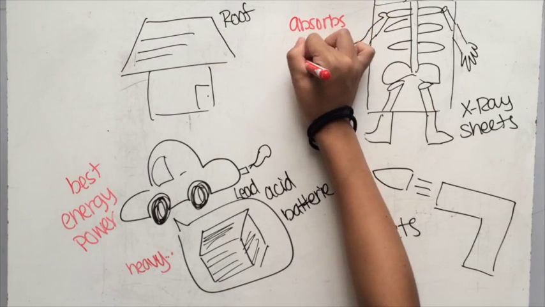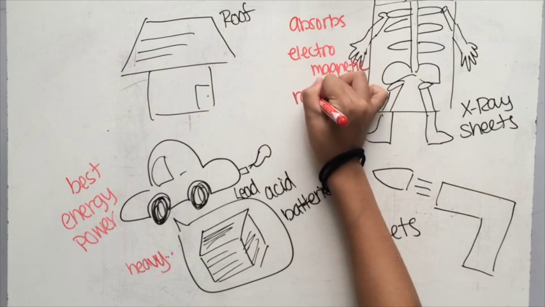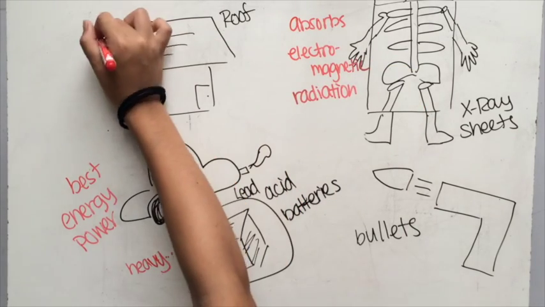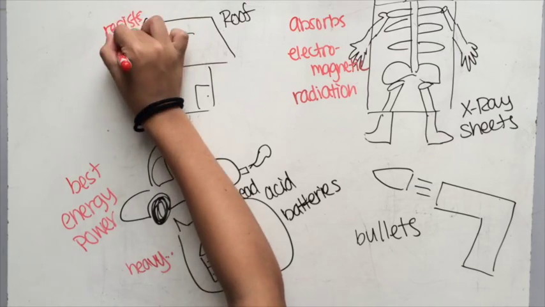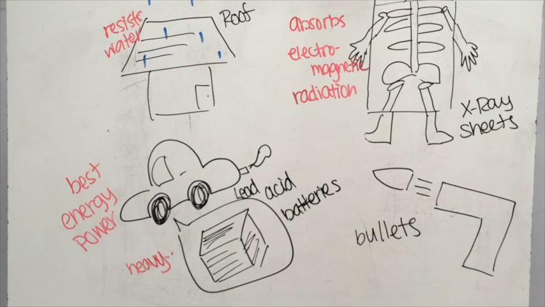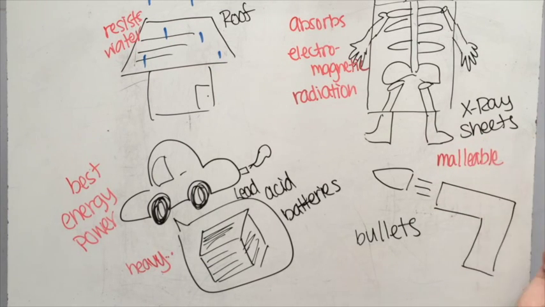Lead absorbs electromagnetic radiation. This is why it is used for X-ray sheets, to absorb those radiations and prevent them from getting into our bodies. Lead also resists water. It is used for the materials on the roof so it will bounce off the water when it rains. Lead is malleable. It is easy to change its shape.